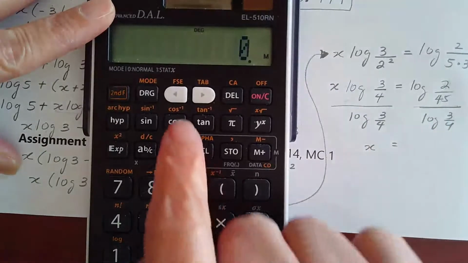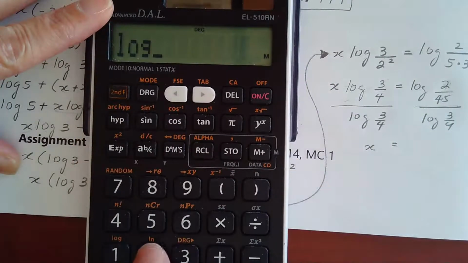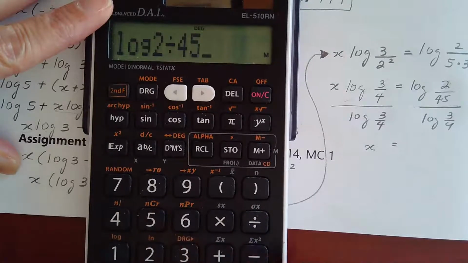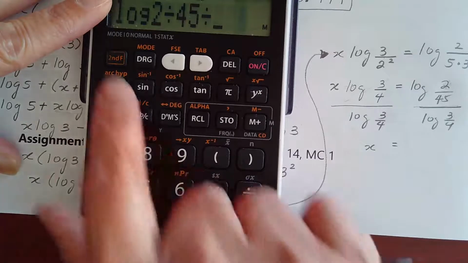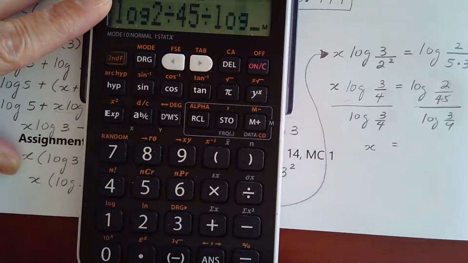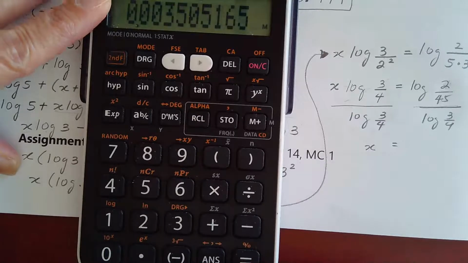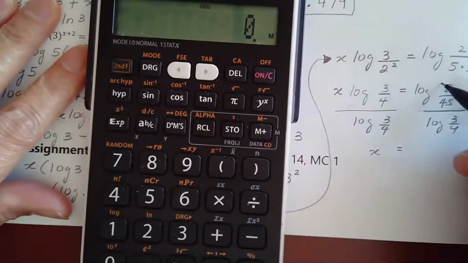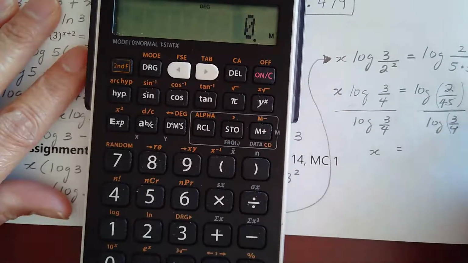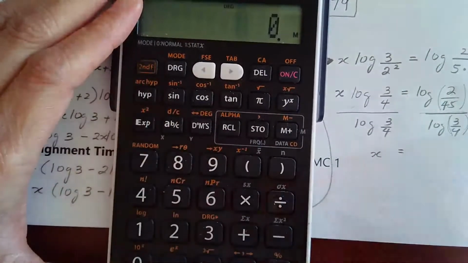Log of 2 divided by 45 divided by log of 3/4. Okay, I think what I'm going to do is I need to put this in brackets because I'm not getting it. Okay, let's try that again.